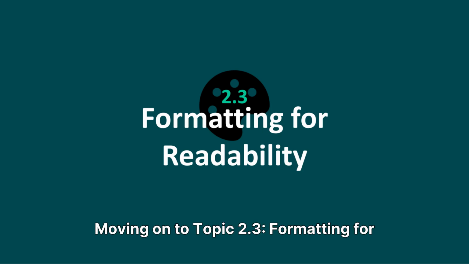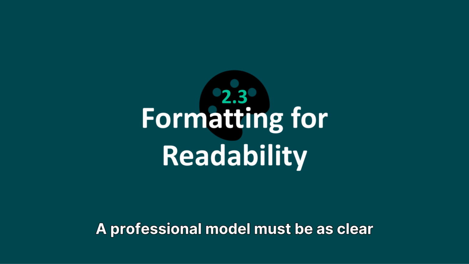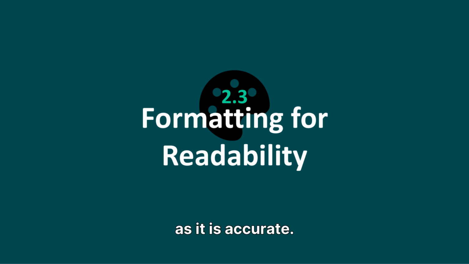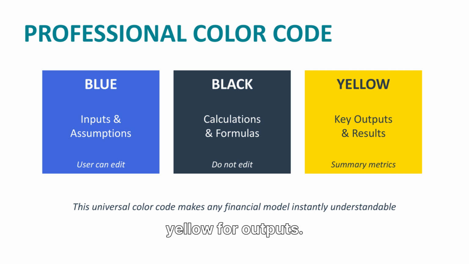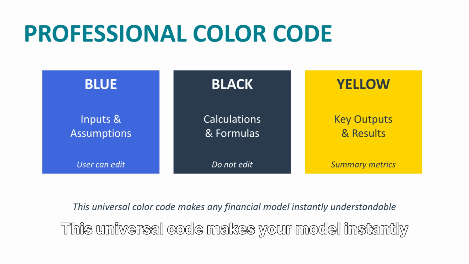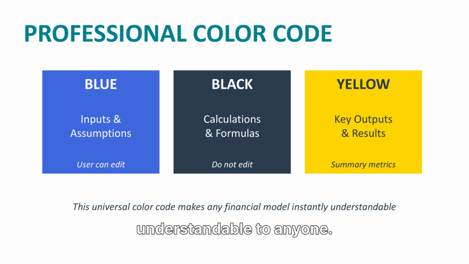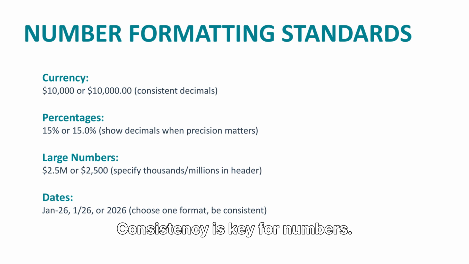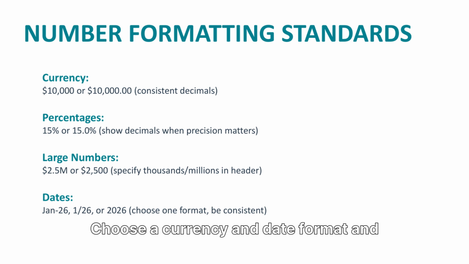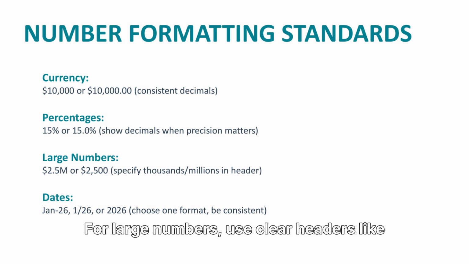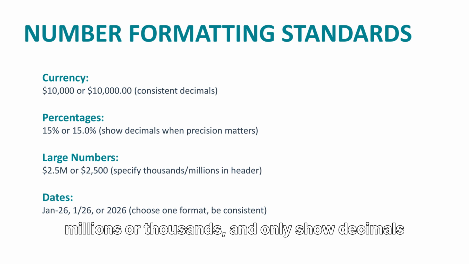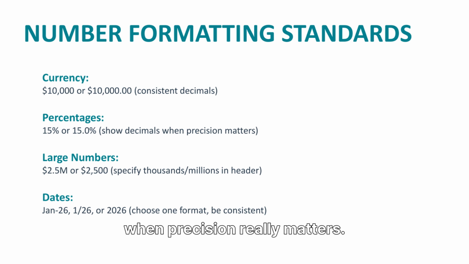Moving on to Topic 2.3, Formatting for Readability. A professional model must be as clear as it is accurate. Blue for inputs, black for calculations, and yellow for outputs. This universal code makes your model instantly understandable to anyone. Consistency is key for numbers. Choose a currency and date format and stick to it throughout the entire model. For large numbers, use clear headers like millions or thousands and only show decimals when precision really matters.